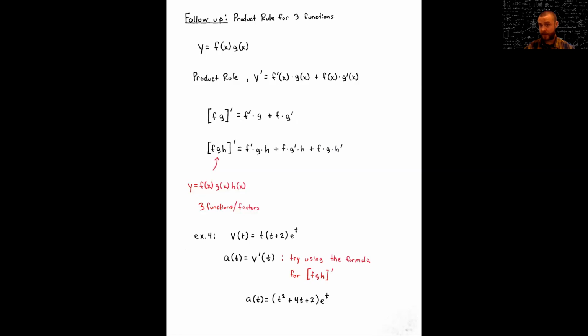All right, so I'd like you, if you're aiming to do extremely well in the course, which you all are, to retry example 4, finding the acceleration using the fully simplified version, which we did not advocate earlier going through example 4, since we didn't yet have this three-function or factor version for the product rule. Apply that here. We're going to use v of t as t times t plus 2 times e to the t. We now have three factors, f, g, and h. And you should be able to get the same answer for the acceleration a of t. So give that a try.